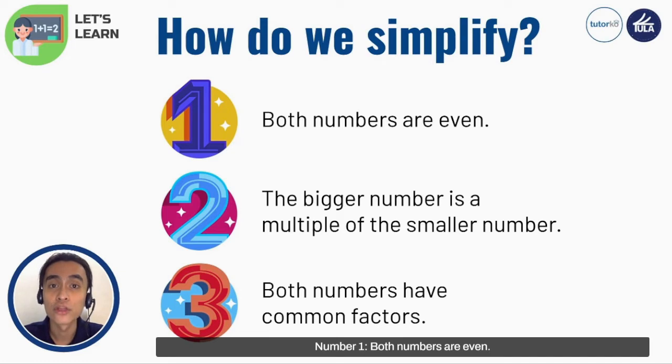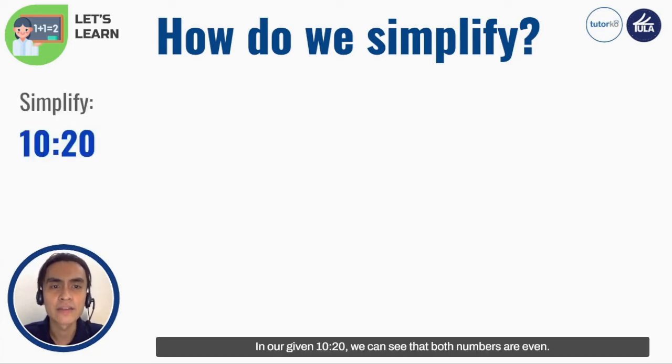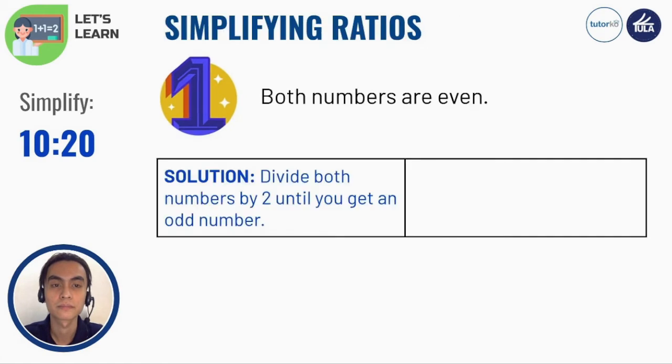Number 1, both numbers are even. Number 2, the bigger number is a multiple of the smaller number. And number 3, both numbers have common factors. In our given 10:20, we can see that both numbers are even. So we can start with scenario number 1.